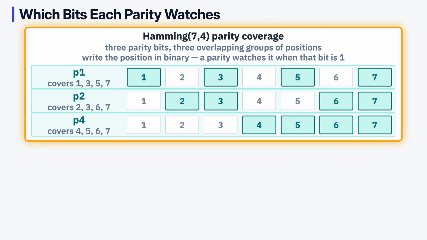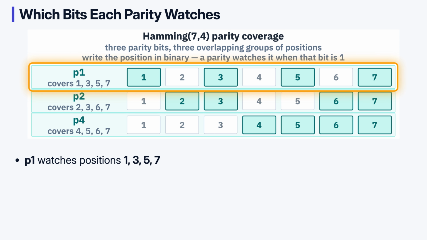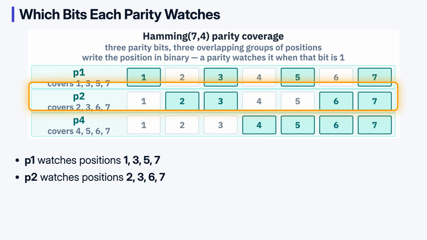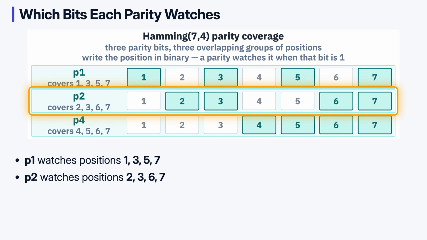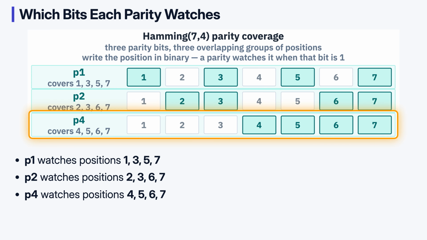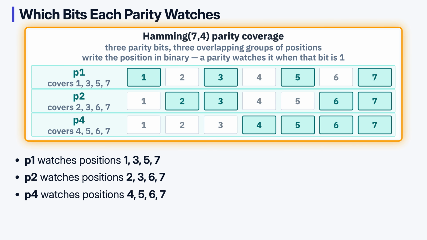Each parity bit watches a different set of positions. Parity 1 checks positions 1, 3, 5, and 7. Parity 2 checks positions 2, 3, 6, and 7. Parity 4 checks positions 4, 5, 6, and 7. The rule is neat. Write each position number in binary, and a parity watches it when the matching bit is set. That overlap is what lets the code pinpoint an error later.